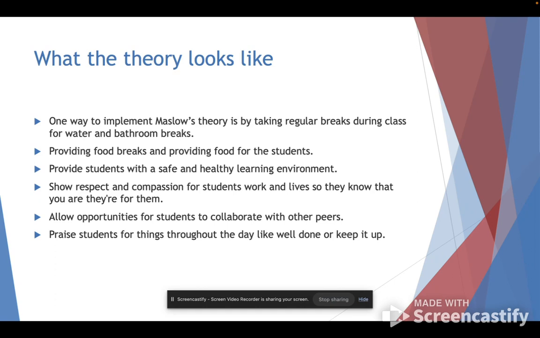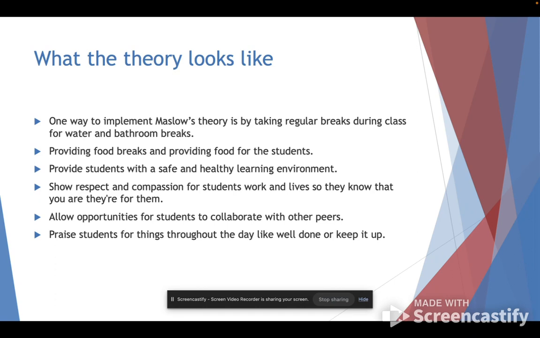The next one is providing food breaks and providing food for the students. So some of those students, if you've been in a classroom already, you might have seen that some students might lack the providing of food. Their only meal might be in school that day. So being able to provide that food for the students helps them maybe to forget about that at the time, so they're able to continue learning throughout the day.